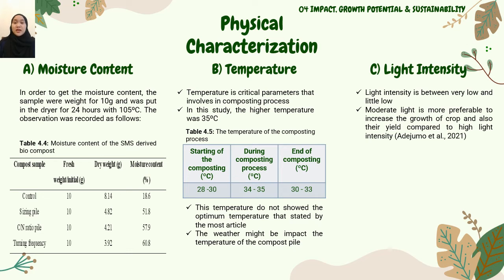For the temperature, the highest temperature was 35 degrees Celsius. However, this temperature does not show the optimum temperature stated by most articles. The weather might impact the temperature of the compost pile. Next is light intensity, which is between very low and a little low.